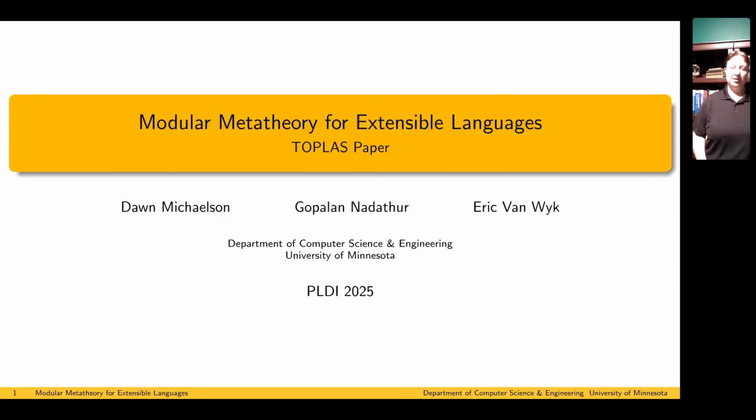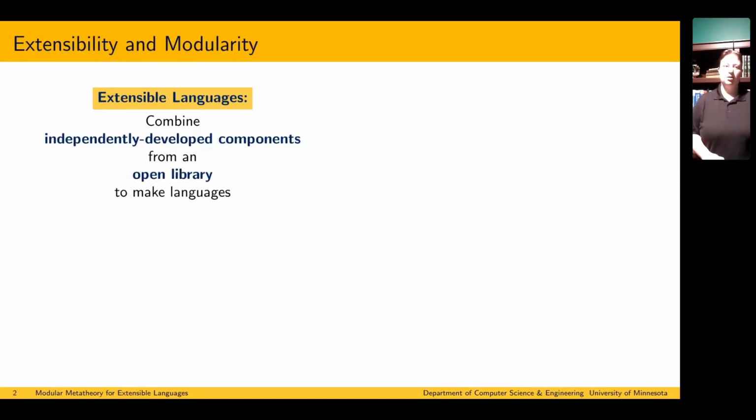Thank you. I'm Don Michaelson, and I'd like to tell you about our TOPLAS paper, Modular Metatheory for Extensible Languages. In our view, extensible languages are built by combining independently developed components from an open library to make languages. By an open library, we mean one where components can be developed and introduced independently of other components and also of other authors.